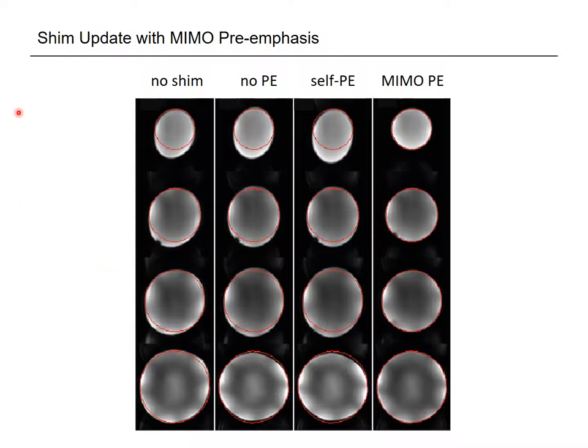The full matrix pre-emphasis approach enables us to perform slice-wise dynamic shimming with a higher-order shim system, shown here for single-shot EPI in a phantom. We see that without pre-emphasis, we get large geometric distortion because we're not actually achieving the desired shim fields, whereas with full matrix pre-emphasis, we get good geometric fidelity.